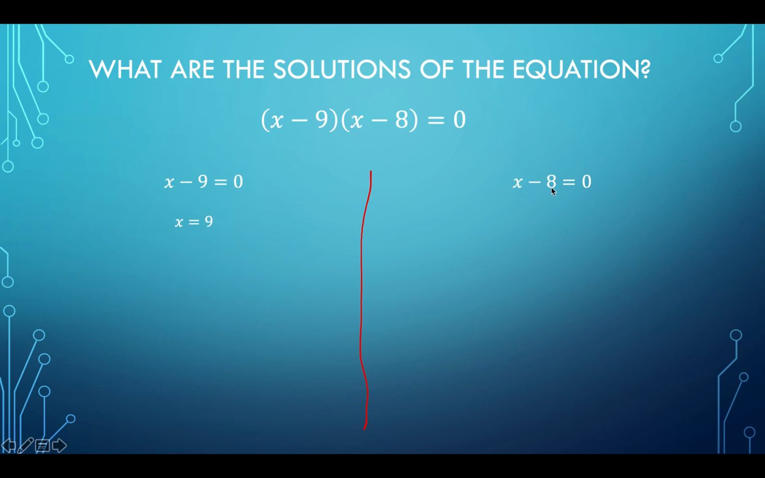Then we have x minus 8 is equal to 0. We got to get x by itself. So what do we got to do? We got to add 8 to both sides. So we're left with x is equal to 8. So our final answers are x is equal to 9 and x is equal to 8.